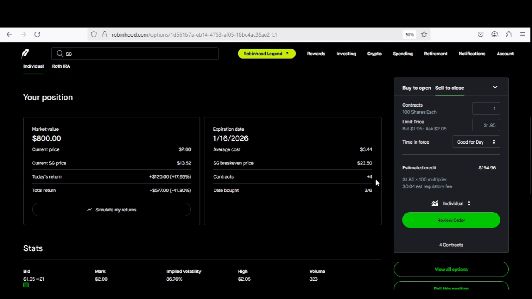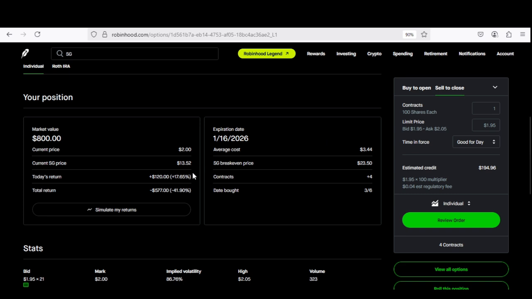What DCA does is reduce your average cost. My average cost was $900. Now you can see my average cost is $344. If you need any help with how to DCA in options, or DCA in stocks, or even DCA in LEAPS options, just let me know in the comments below.